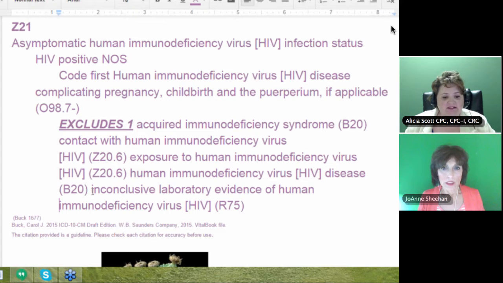Z20.6 also is, if you have AIDS, it's B20. But if you've had a lab test and it's inconclusive, then you're not going to be a B20 or a Z21. You're going to be an R75. That means that they don't know. You went and had a test, but something happened and they're not confirming or denying, but you're classified as an R75. They did a test and you don't know.